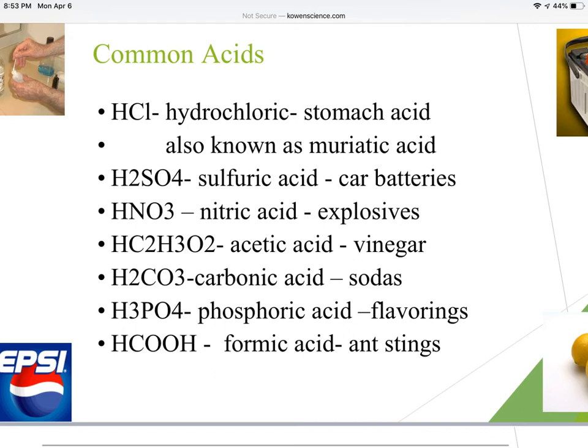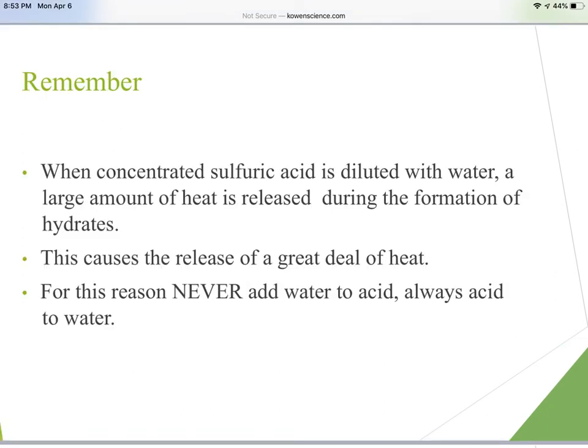You could take a chicken bone, you could put it in a Coke, come back in a week or two later, and the bone would be dissolved from the carbonic acid. You could do the same thing with phosphoric acid from sodas as well. Phosphoric acid is used in flavoring. Formic acid is the acid that is produced by ants, and when you get an ant sting, that's actually a burn from an acid.